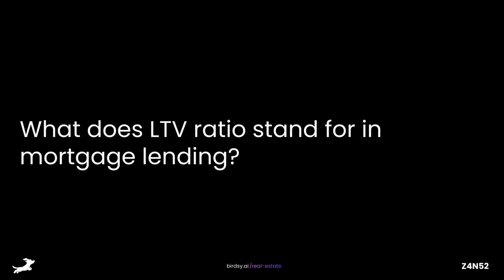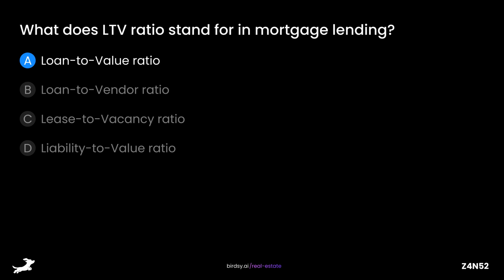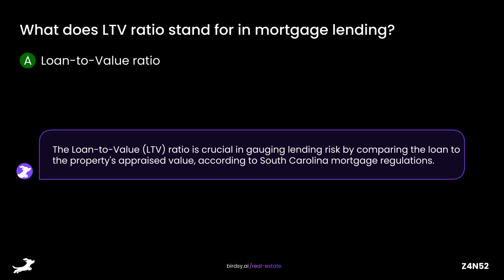What does LTV ratio stand for in mortgage lending? Is it A, loan-to-value ratio? B, loan-to-vendor ratio? C, lease-to-vacancy ratio? Or D, liability-to-value ratio? The answer is A, loan-to-value ratio. The loan-to-value, LTV, ratio is crucial in gauging lending risk by comparing the loan to the property's appraised value, according to South Carolina mortgage regulations.